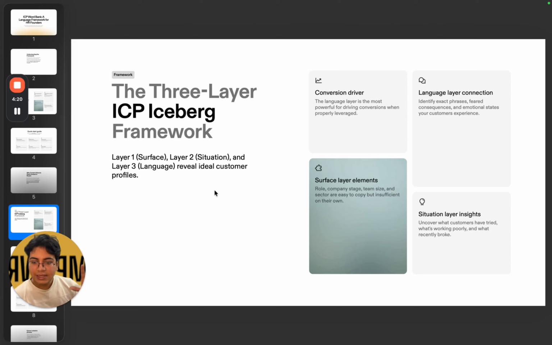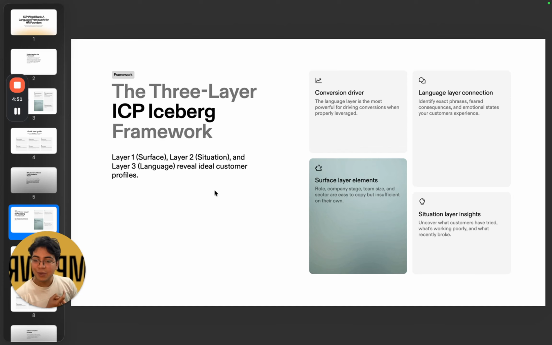Let's clear that as well. Most people think that ICP is all about role, stage, team size, and sector, which we call industry sector as well. But ICP is more than that. Layer one is all about surface level information, like role, team size, sector, and niche, which is easy to copy, but it's not enough to have a clear idea about your ICP.